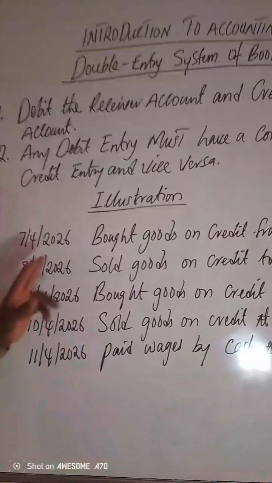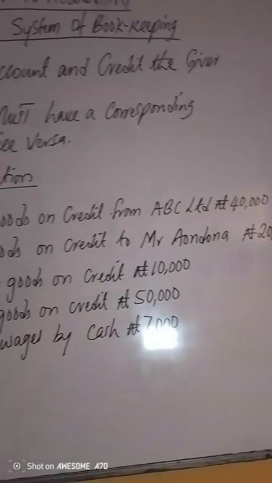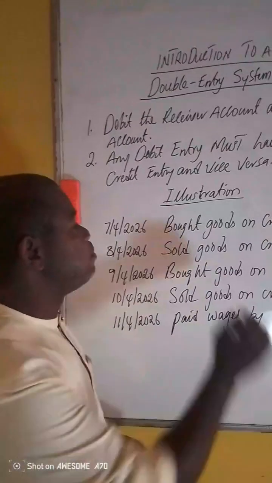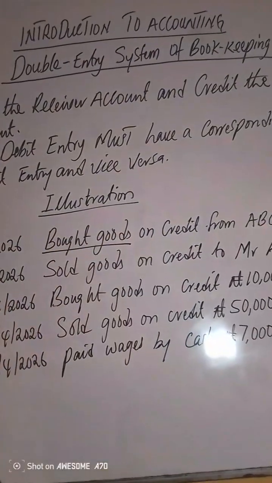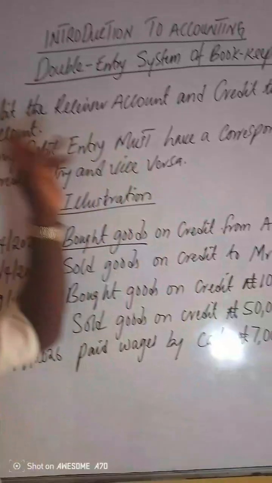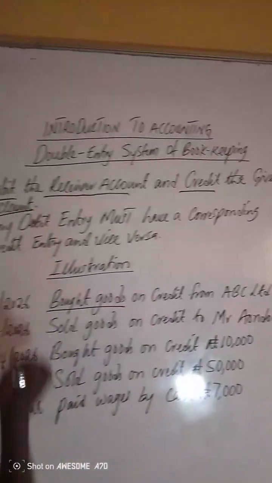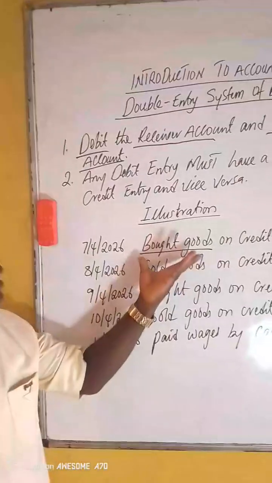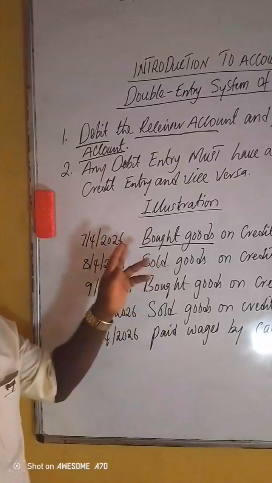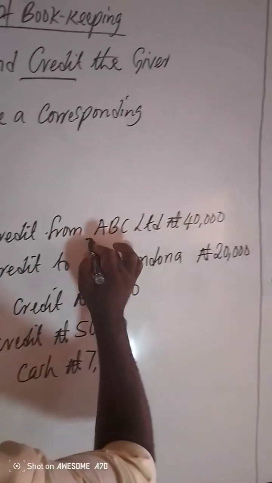The first one says: bought goods on credit from ABC Limited, 40,000. Here I emphasize that in accounting, bought goods means purchases. The emphasis is for you to know the receiver account and the giver account, because the principle says debit the receiver account and credit the giver account. In any given transaction, you must identify the receiver account and the giver account. So bought goods means purchases, and the giver here is ABC Limited.